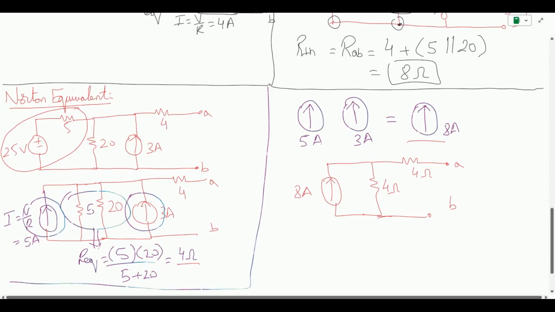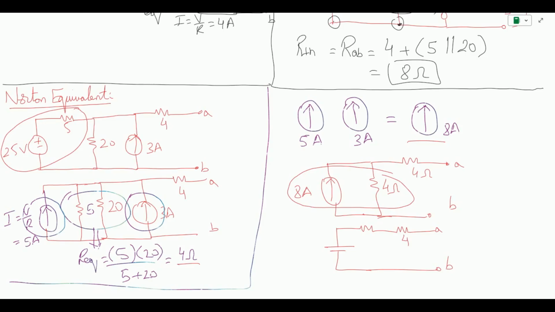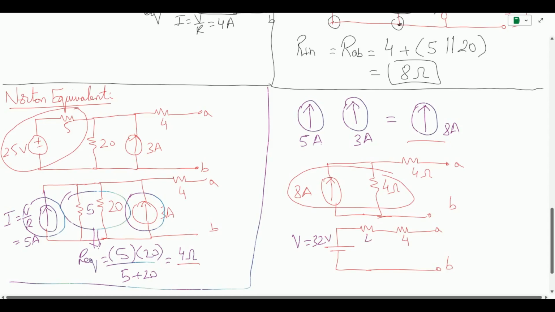Now again we can do the conversions. This is a current source in parallel with the resistor, so I can transform this into a voltage source again with the resistor in series, and this is terminal A and this is terminal B. So this is 4 ohm. The new value comes out to be, so this is the voltage source now 32 volts. This was the original 4 ohm.